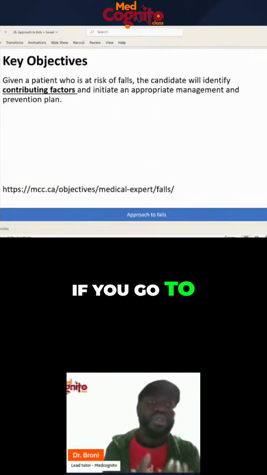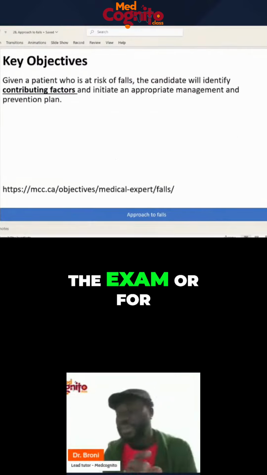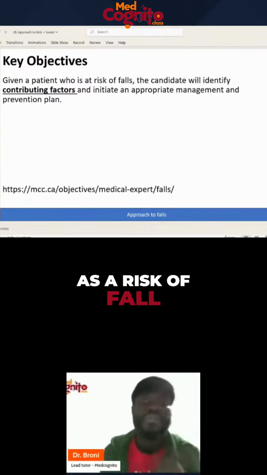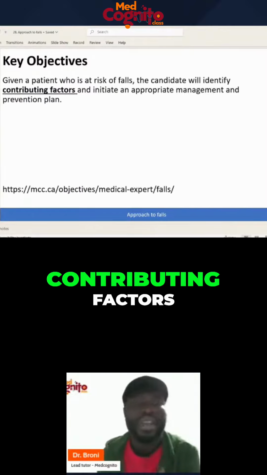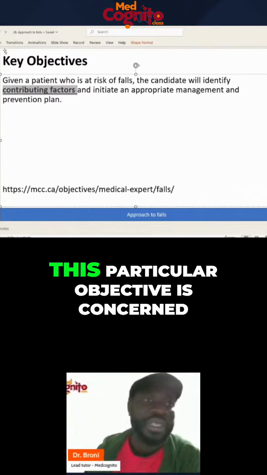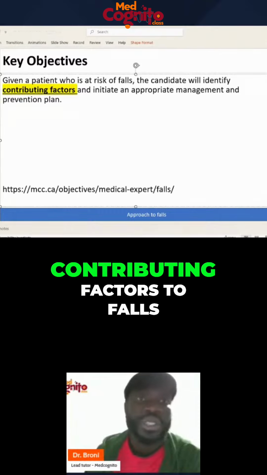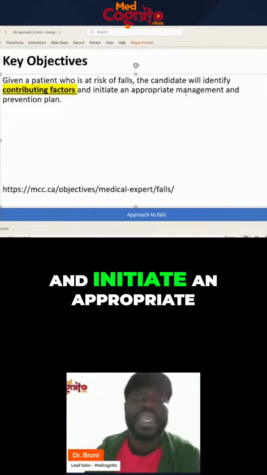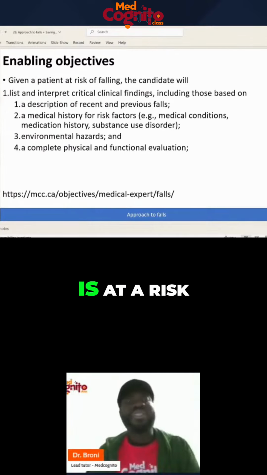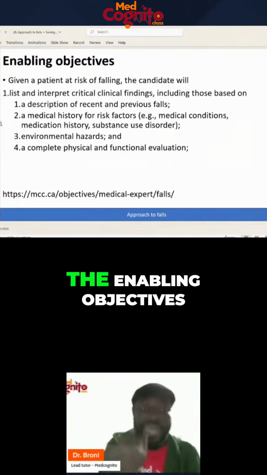Now, if you go to the key objective for the exam or for this particular topic, you realize that given a patient who is at a risk of fall, the candidate will identify contributing factors. So this is another thing you need to master so far as this particular objective is concerned. Contributing factors to falls and initiate an appropriate management and prevention plan.